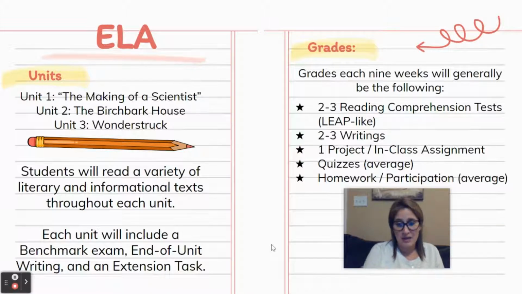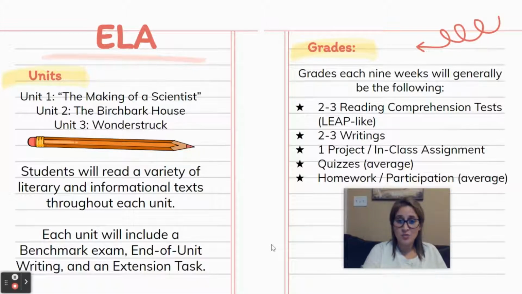And basically what I mean by that is they will follow the same format that their 4th grade ELA tests follow and the format that the LEAP test follows, which is multiple choice in Part A, Part B format. I would also like to do 2 or 3 writings. The curriculum gives us many opportunities for writing. It is very heavy in writing. So I would definitely like to do a variety of writings.